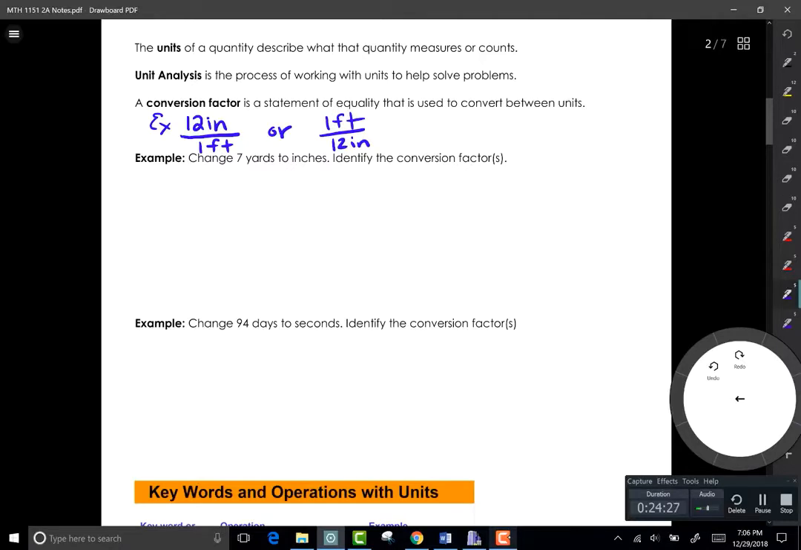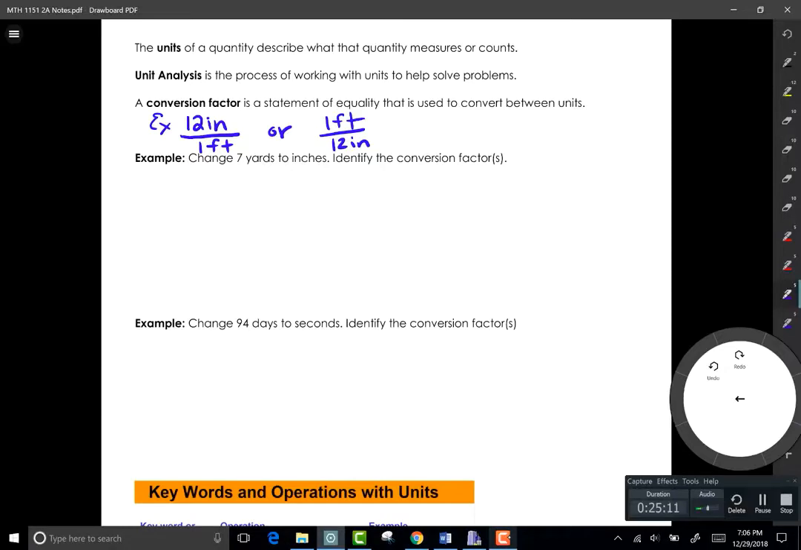Because 12 inches is equal to 1 foot, and because 1 foot is equal to 12 inches, and the top and the bottom are equivalent, that factor, which is set up like a fraction, is actually equivalent to 1. So when I start multiplying things in our problems by our conversion factor, all the conversion factors we have should be equivalent to 1. You're not changing the value of whatever it is that you're trying to convert. You're just changing the units and not the value. So any fraction that is equivalent to 1, where you have different units on the top and the bottom, is considered a conversion factor.